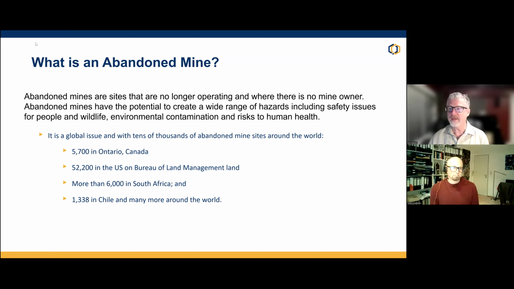So what is an abandoned mine? Just so we're all thinking about this similarly. Abandoned mine sites are those that are no longer operating and where there is no mine owner. And I think that's the key part of it, is that there's no mine owner. Generally because somebody has left the site without properly closing it down. And so abandoned mines have the potential to create a wide range of hazards, including safety issues for people and wildlife, environmental contamination, and risks to human health. And it's a global issue.